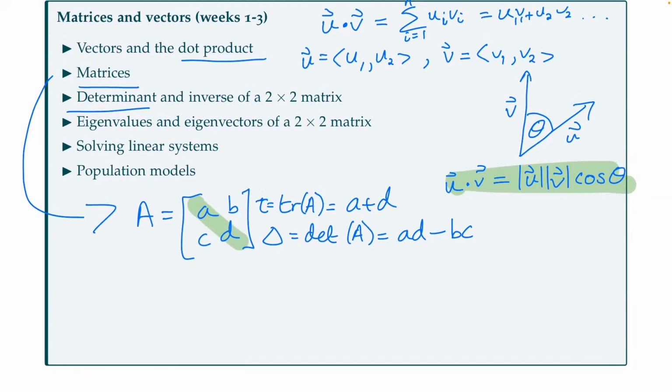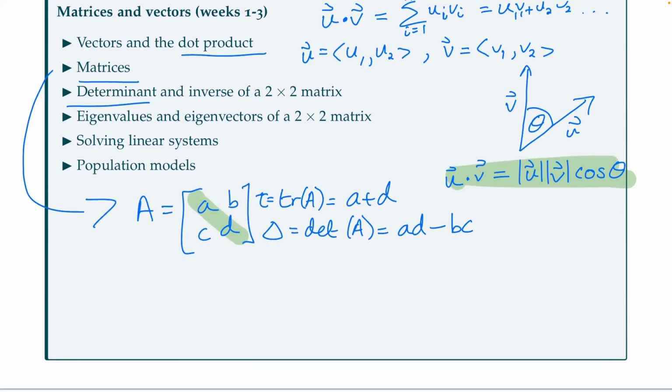But we can also use this to find the inverse of a matrix. So if the determinant is non-zero, then we define the inverse of a matrix A equal to 1 over the determinant. This is for a 2 by 2. We switch the order of the elements on the main diagonal. So instead of A, we have D here, and instead of D, we have A there.